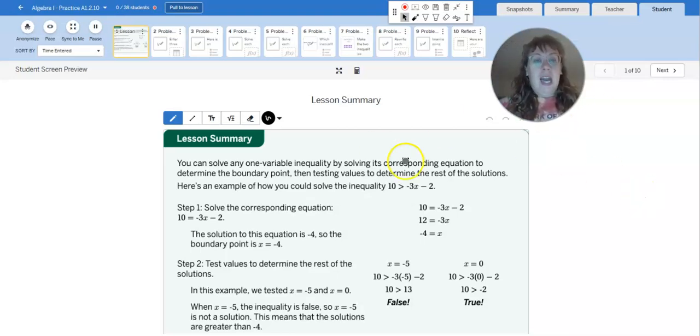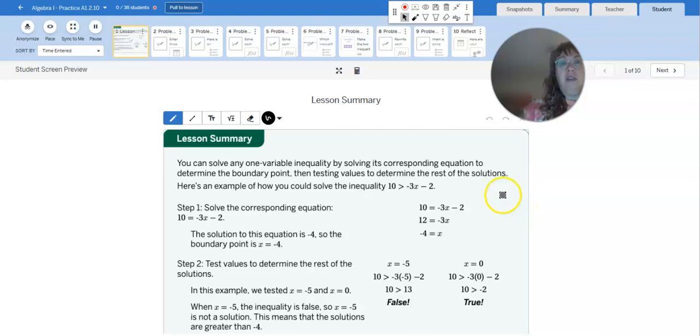We're going to be looking at the 2.10 lesson practice. So this was the lesson about the sheep and graphing our inequalities. To look at the lesson summary first, it says you can solve any one variable inequality by solving its corresponding equation to determine the boundary point, and then testing values to determine the rest of the solutions.